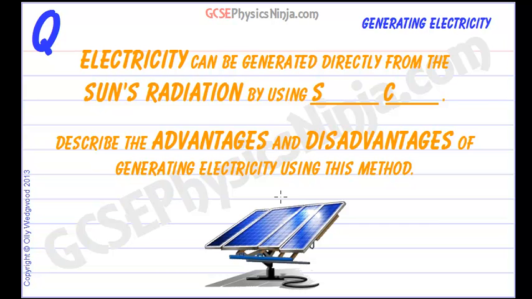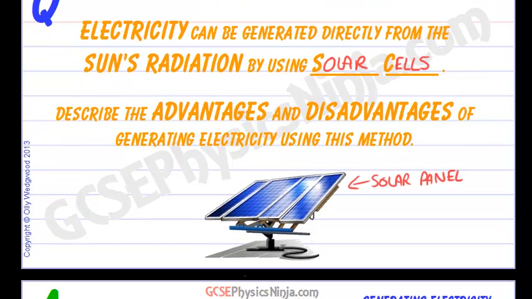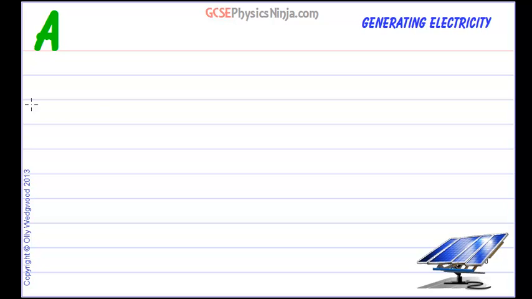Electricity can be generated directly from the sun's radiation by using solar cells. Solar cells convert electromagnetic radiation energy directly into electrical energy. They are a silicon-based material, and if you join lots of solar cells together, you can create a solar panel. So let's take a look at some advantages and disadvantages of generating electricity using solar cells.